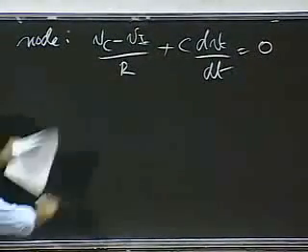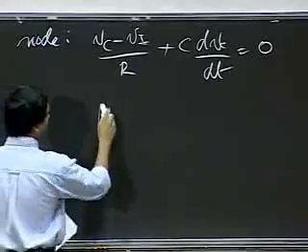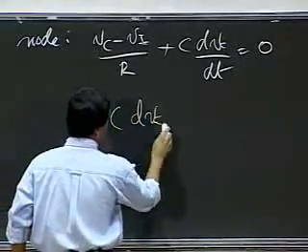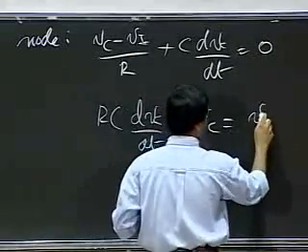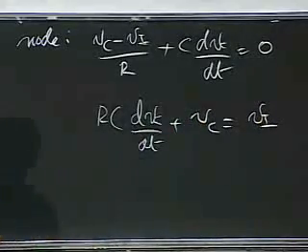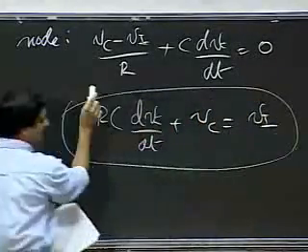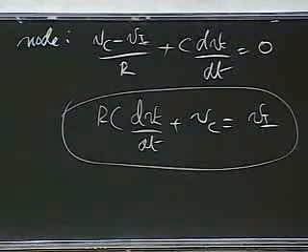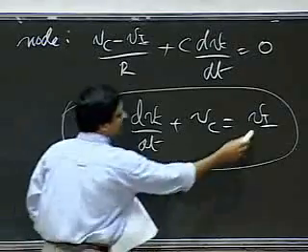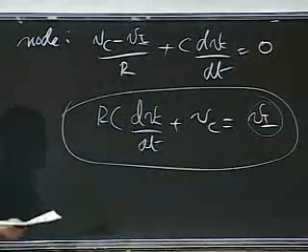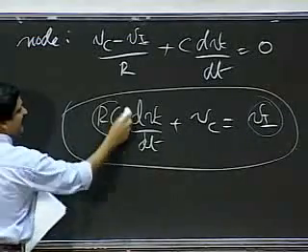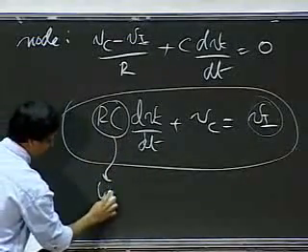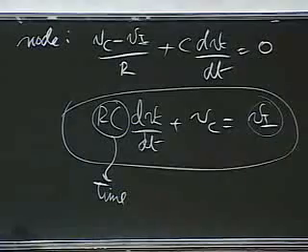All right? So just shuffling things around a little bit, I can write RC dV/dt plus VC equals VI. So by writing the node equation, I then get the equation that characterizes this little circuit. Notice here that this has units of volts, okay? And since I have time here, this also must have units of time.